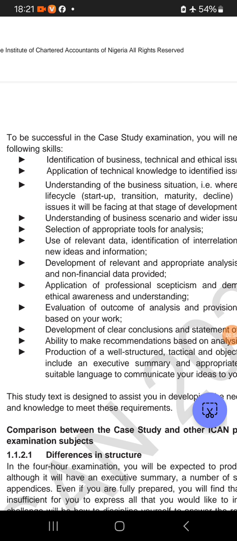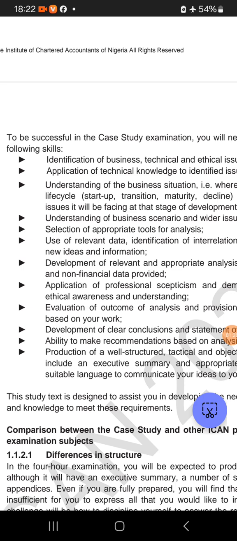with other professions. But for today, we'll be moving forward to letting students know the things that you have to know, be versed in, and be careful of for you to be successful in ICAN case study examination. So that is what we want to be looking at today.